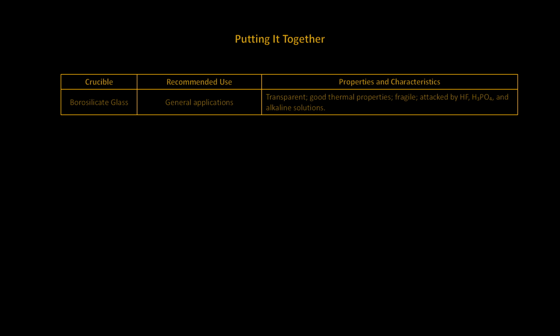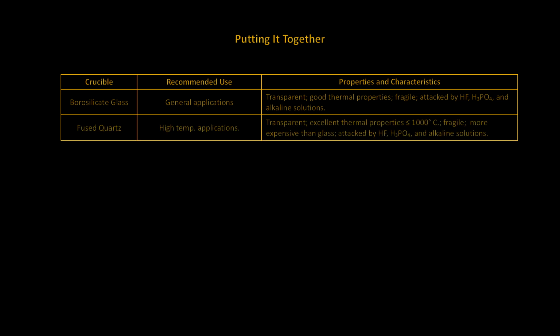crucibles that are utilized. Now, borosilicate glass, commonly referred to as just glass, is a general application type crucible. It is transparent and it is fragile. It does have good thermal properties. The downside is that it will be attacked by hydrofluoric and phosphoric acids, as well as alkaline solutions.